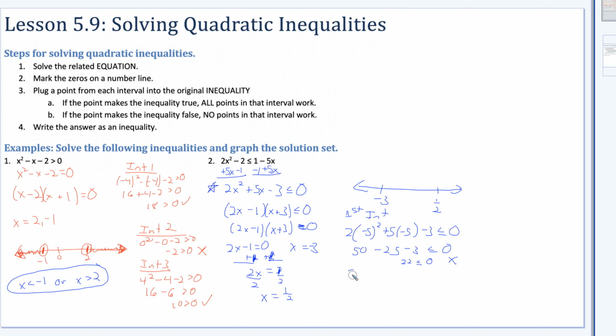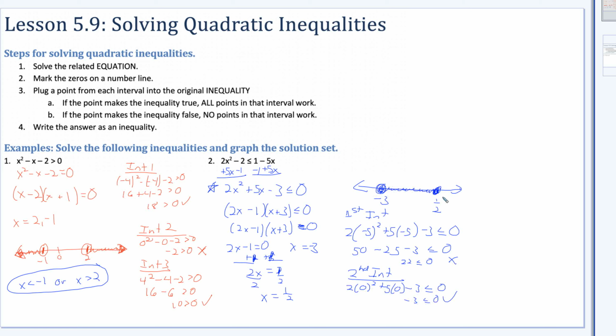Now we're going to try our second interval. Our second interval, we're going to plug in 0. So we put 0 in here, 2 times 0 squared, plus 5 times 0, minus 3 is less than or equal to 0. Let's check that. These will be 0, so negative 3 is less than or equal to 0, which is true. So we're going to highlight in here. We're going to close this circle in because it's got the or equal to.